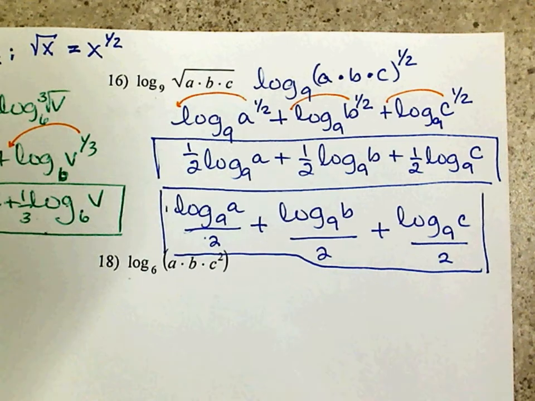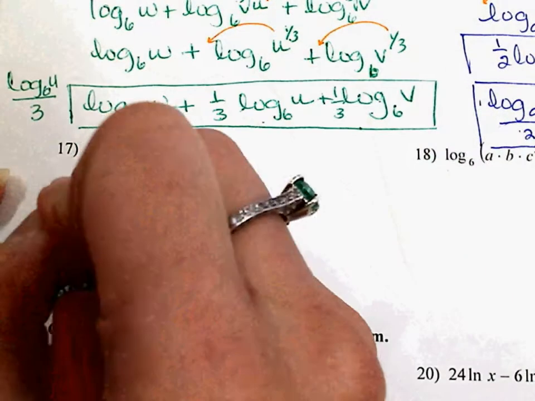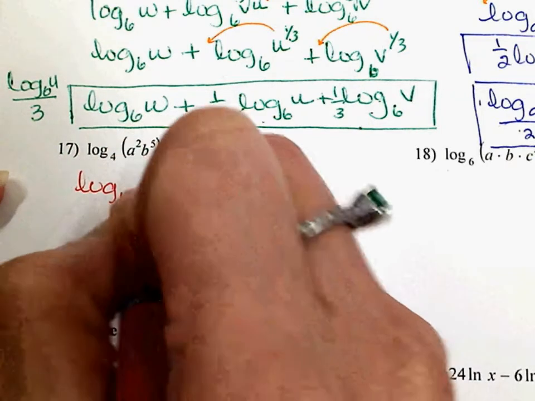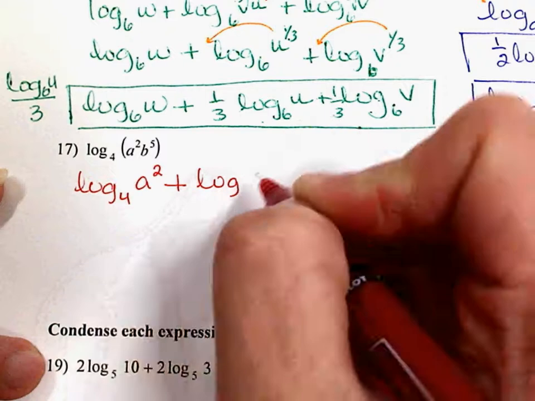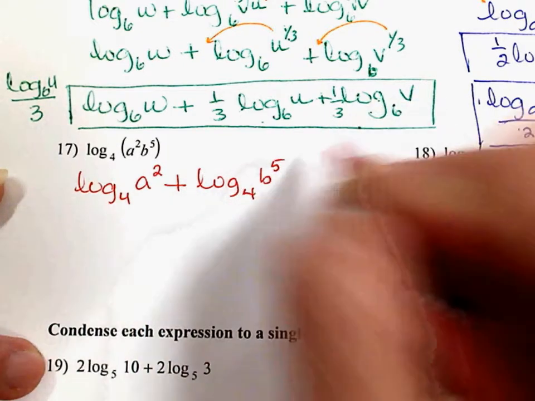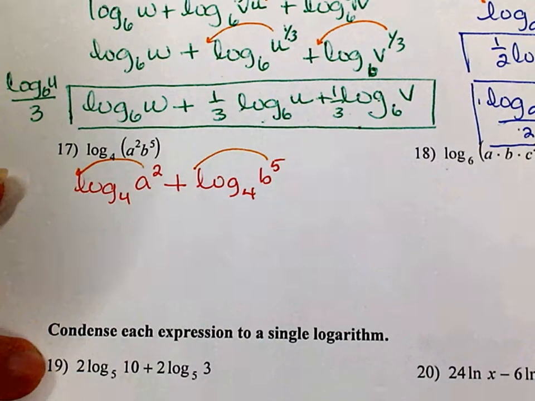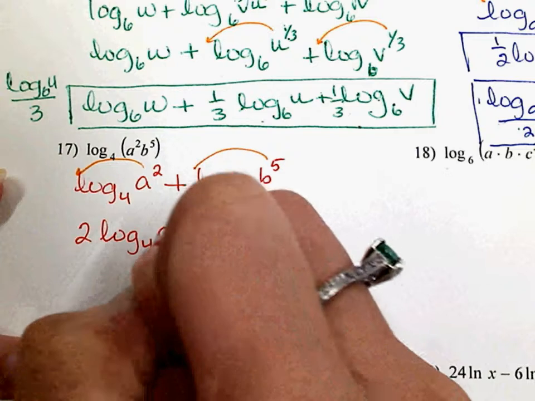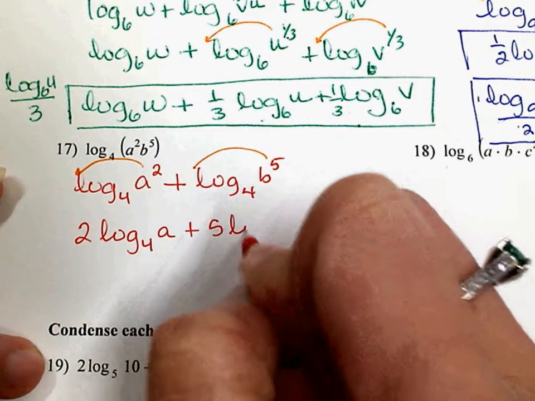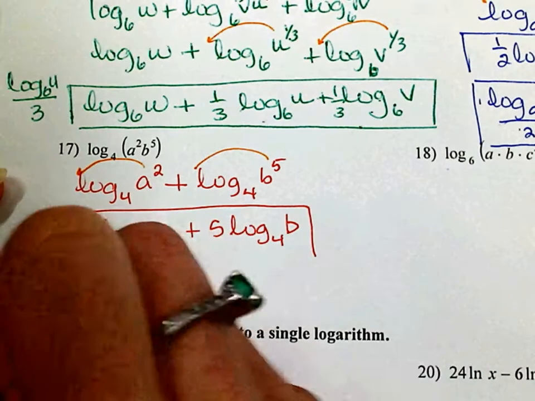All right, let's go to number 17. Okay? I'm expanding still. Log base 4 of a squared, multiplication, so I'm going to add log base 4 of b to the 5th. Move your exponent to the front, so now you have 2 log base 4 of a plus 5 log base 4 of b. And there's nothing I can do to that one.